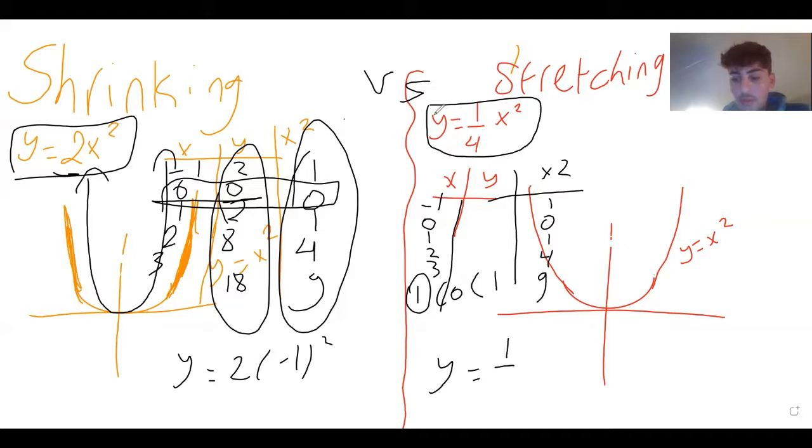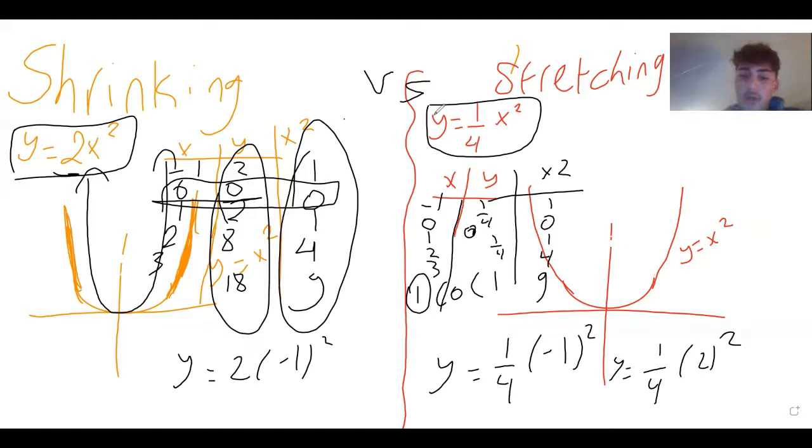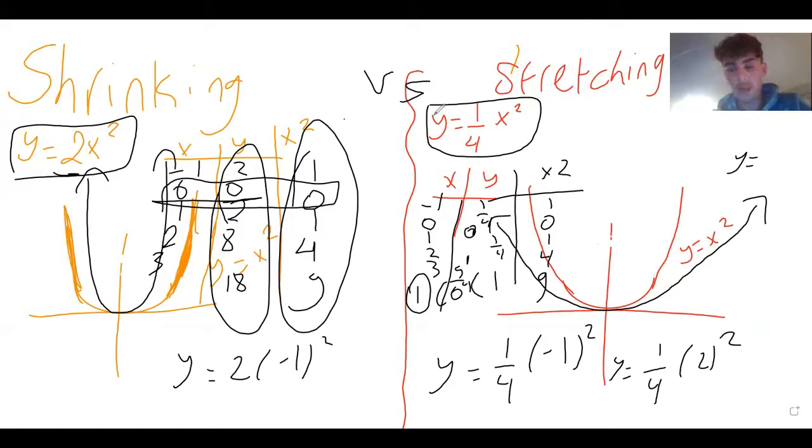Y equals 1 over 4 times negative 1 squared. That's going to be 1 over 4. It's going to be 0. That's going to be 1 over 4. And then 2 is going to be 1 over 4 times 2 squared. That's going to be 1. We finally reached 1 at 2, you can see. And then 3 is going to be 9 over 4. So as you can tell, this graph is not really going up as much in the y direction, and will therefore be much wider in a way. So that's the difference between stretching and shrinking.